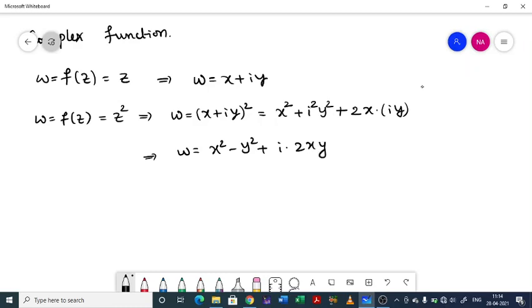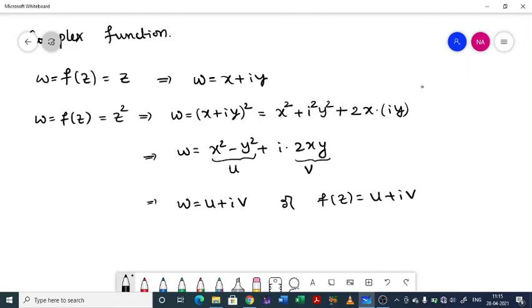Now x square minus y square will be the real part of w, and 2xy will be the imaginary part of w. And for simpler notation, we call this u, and this we call v. So now you can write w equal to u plus iv, or you can write f of z equal to u plus iv.